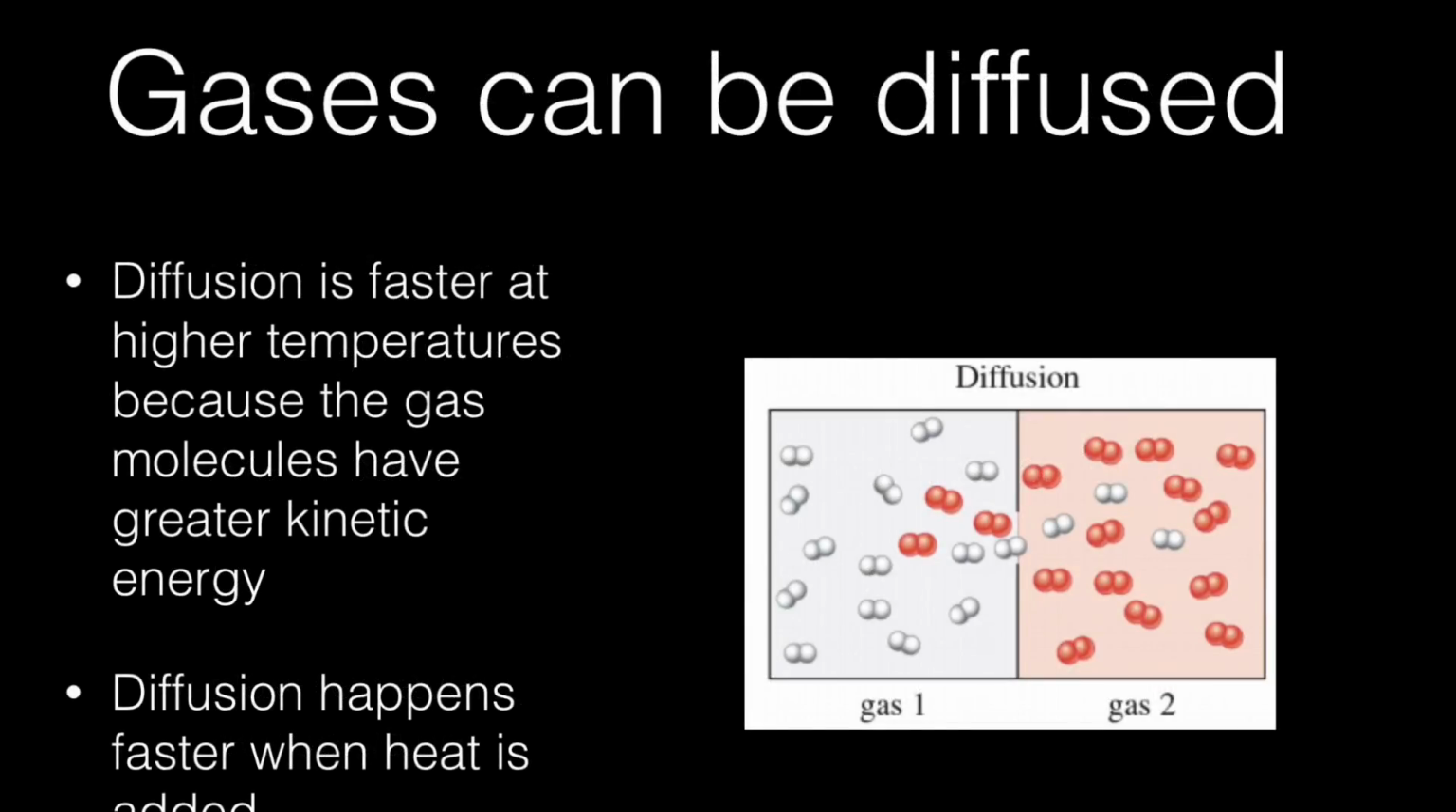Gases can be diffused. Diffusion is just when a high concentration of gas particles move to a low concentration, or in other words, spread out. Diffusion is faster at higher temperatures because the gas molecules have greater kinetic energy. An example of this is if you place a tea bag in a hot cup of water, the stuff inside tends to spread out faster than if you place it in a cup of cool water. An example that doesn't pertain to heat includes when you spray a bottle of perfume, the scent tends to spread across the room due to diffusion.